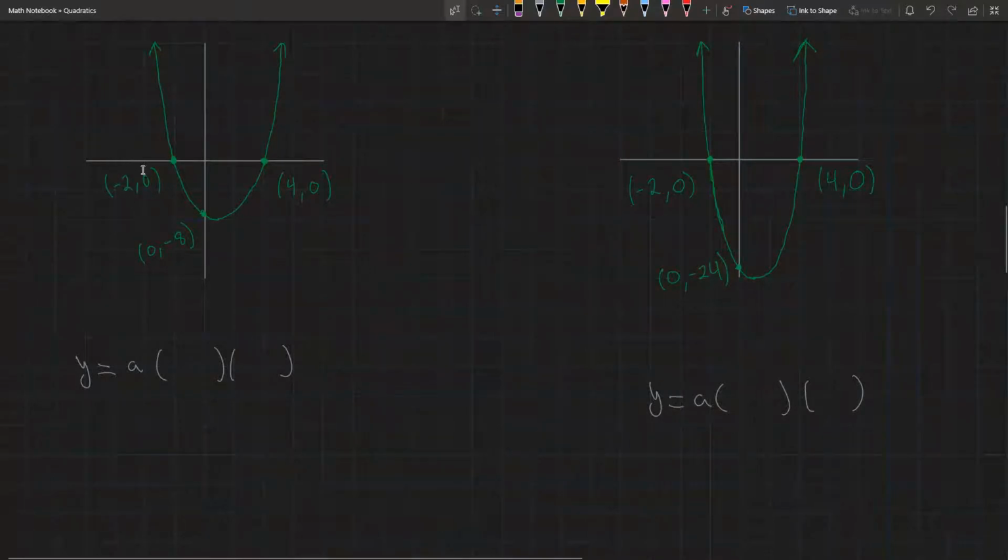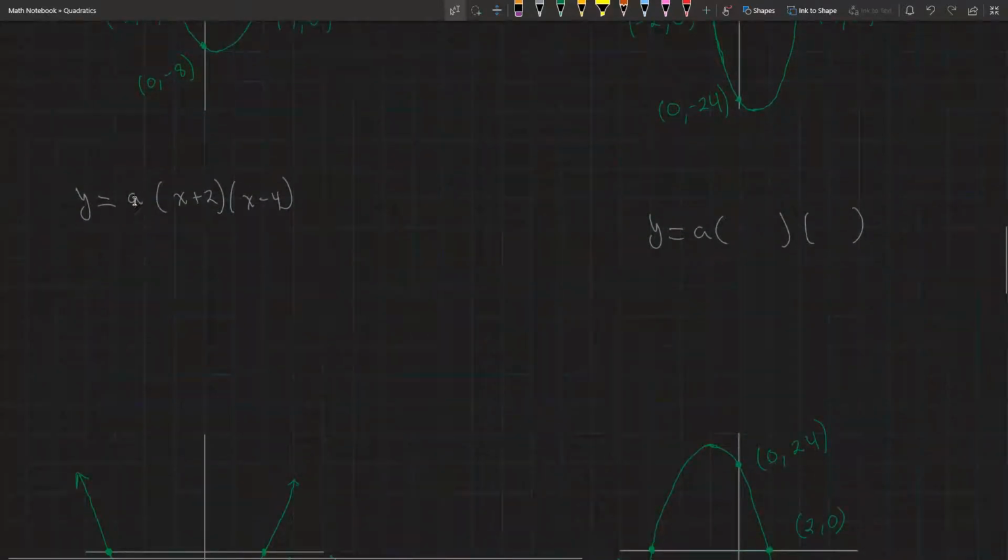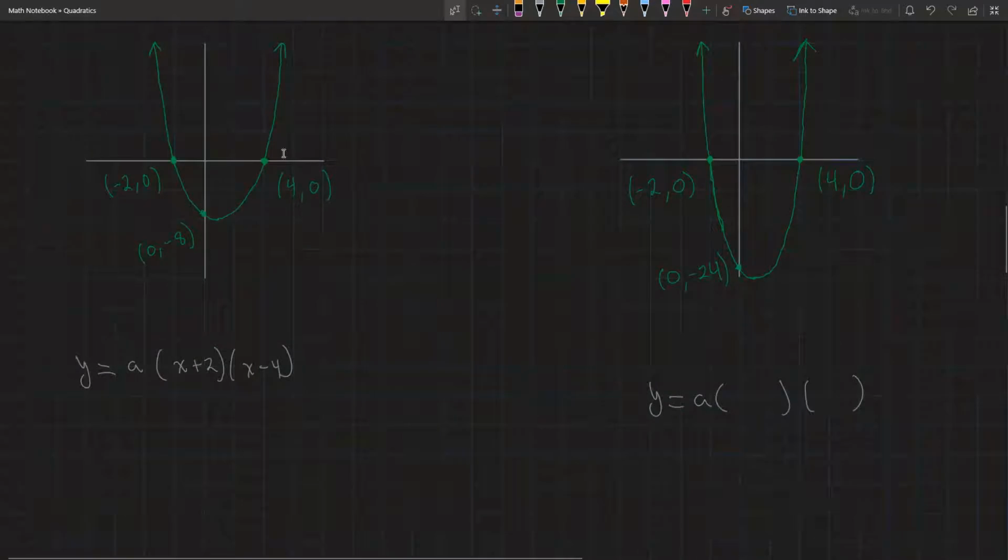The x-intercept. So what factor gives us an x-intercept of -2? Is it x minus 2 or x plus 2? We want to get a 0. Therefore, it is x plus 2. What factor gives us an x-intercept of 4? Is it x plus 4 or x minus 4? That's right, it's got to be x minus 4. But notice how we don't know this value yet. And I asked my students, did we utilize this point yet for our equation? Yes. Did we use this point for our equation? Yes, it was another x-intercept.